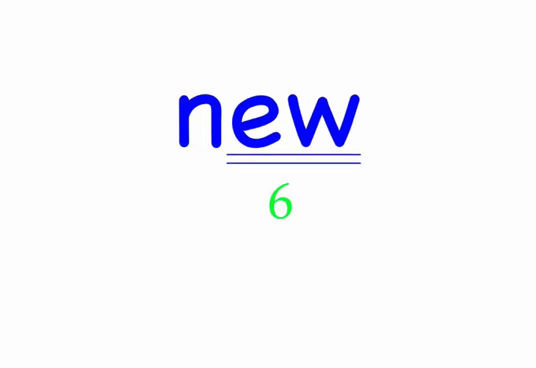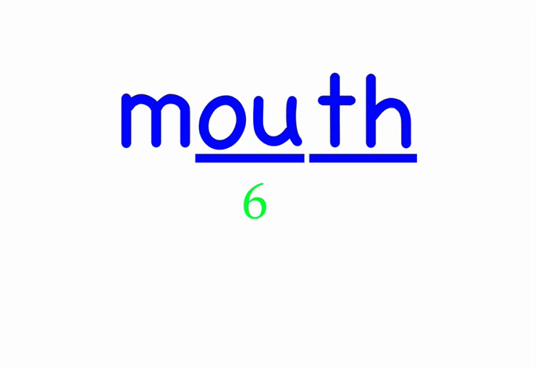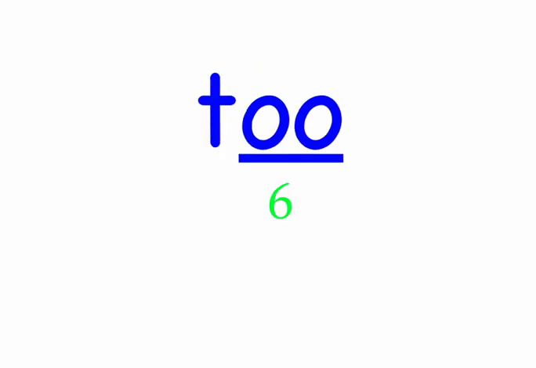New. Mouth. His mouth is bruised. Mouth. 3 sounds. M, ow, th. Mouth. Joint. The elbow is a joint in the body. Joint. 4 sounds. J, oi, n, t. Joint. Too. I will come too. And that has 2 sounds. T, oo. Too means also.